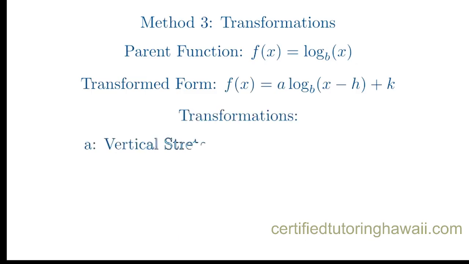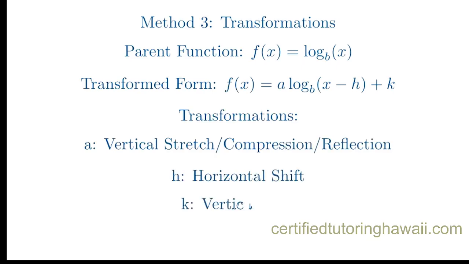The constant a causes a vertical stretch or compression. If a is negative, it also flips the graph over the x-axis, which is called a vertical reflection. The constant h causes a horizontal shift. Adding h moves the graph to the left, and subtracting h moves it to the right. Finally, k causes a vertical shift. Adding k moves it up, and subtracting k moves it down.